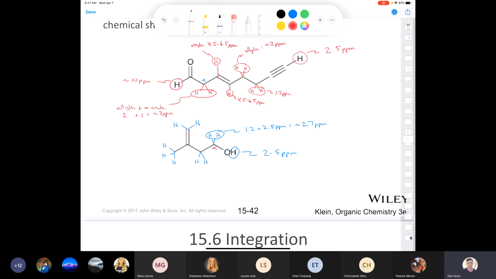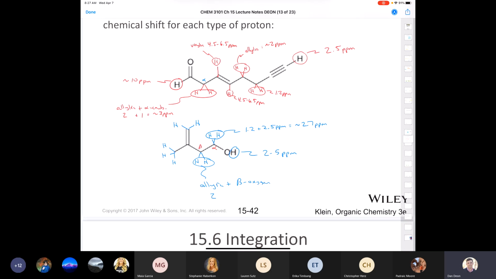The next methylene is beta to the oxygen, but it's also allylic. So it's a double whammy. Here we've got allylic protons, which have a chemical shift of around 2, but it's also beta to the oxygen. So we're going to add 1/5 of 2.5. We take 2 plus 0.5, and we end up with around 2.5 parts per million.